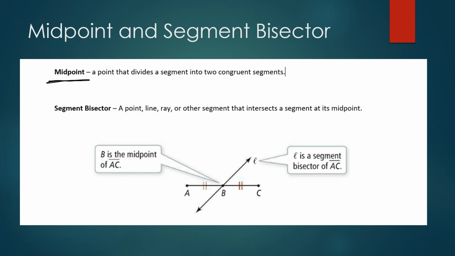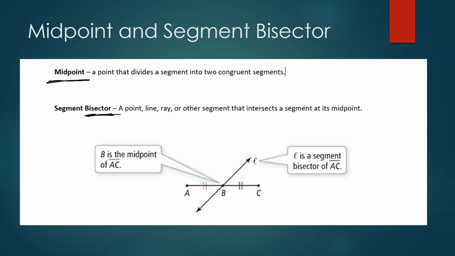Segment bisector, if you think about the word bisect, bi means 2 and sector is like sections. It's 2 sections. So it's a point, a line, a ray, or other segment that intersects a segment at its midpoint. So I always think of a segment bisector as something that cuts a segment in half. And we're going to find other types of bisectors in the next section, like an angle bisector, which cuts an angle in half.